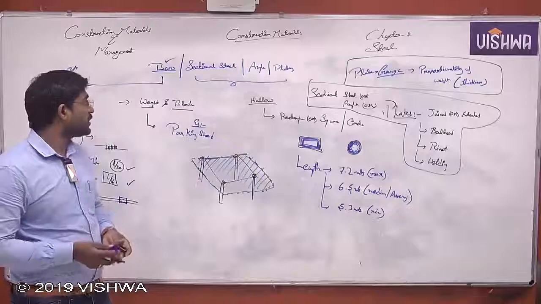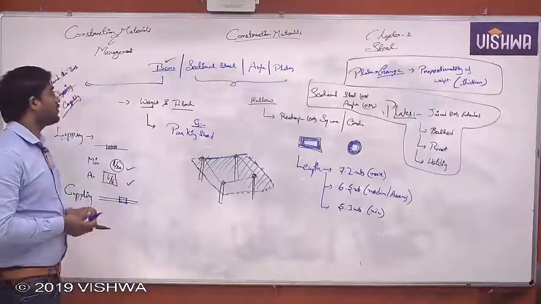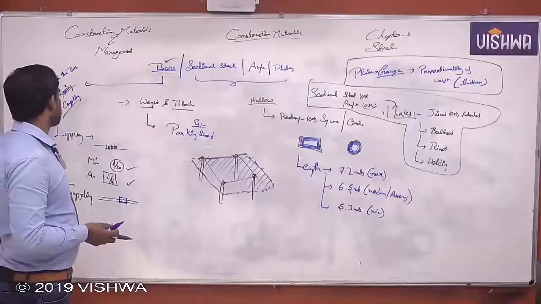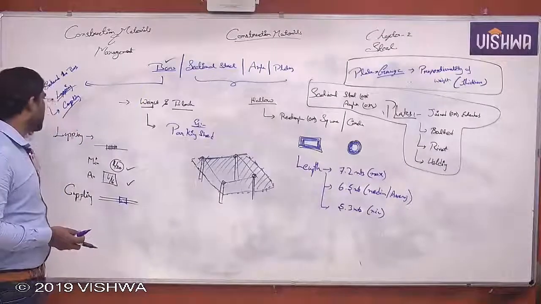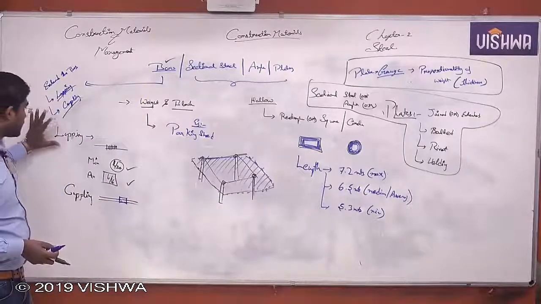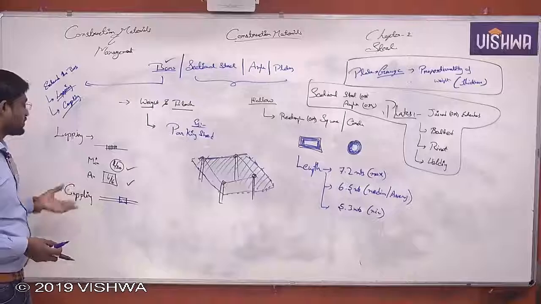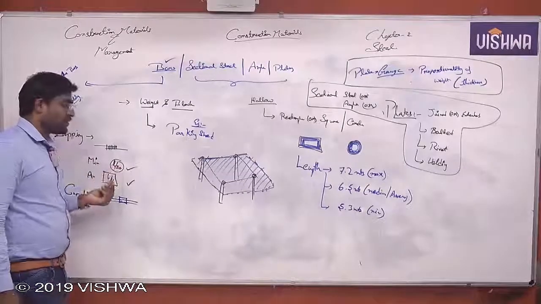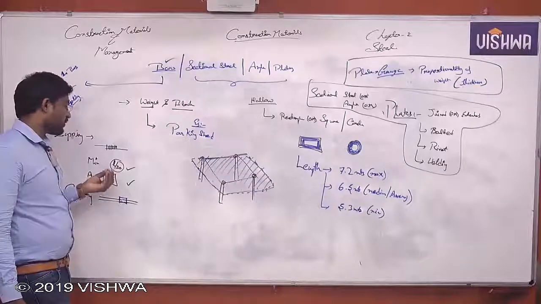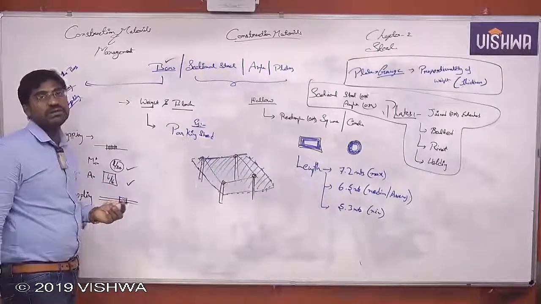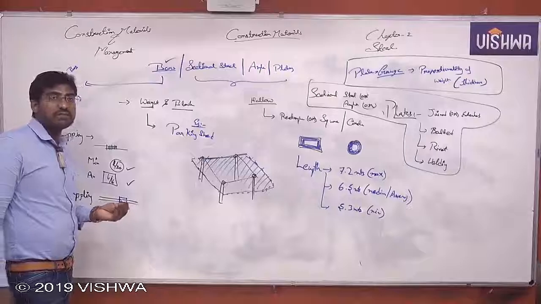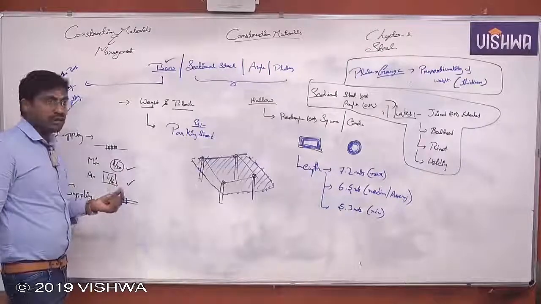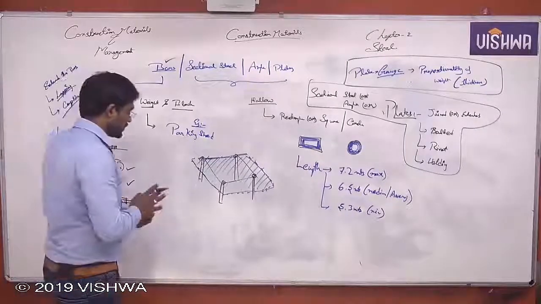So according to your plate, according to the bar, those are extended with respect to two different conditions. One is lapping, one is coupling. So coming to the lapping, if you are dividing your entire element as L by 20, that L by 20 should be the minimum considered. I will give you a small example.